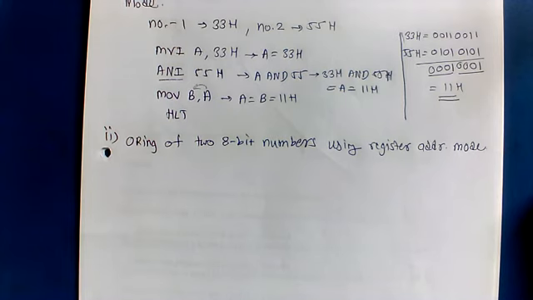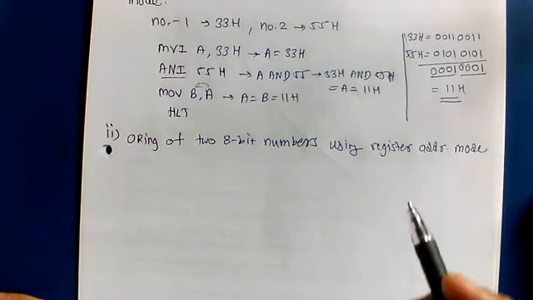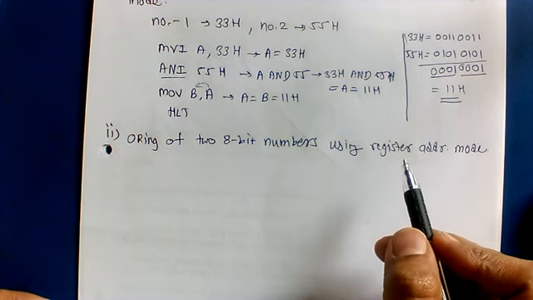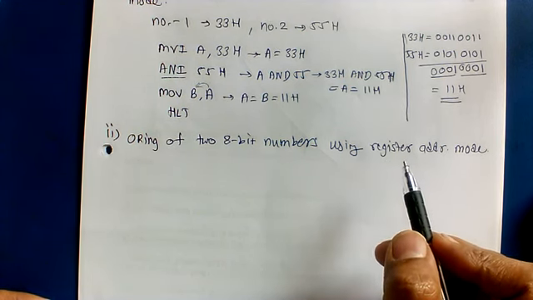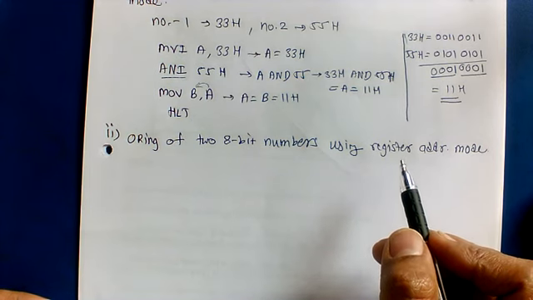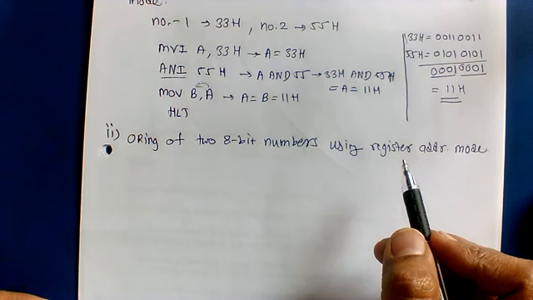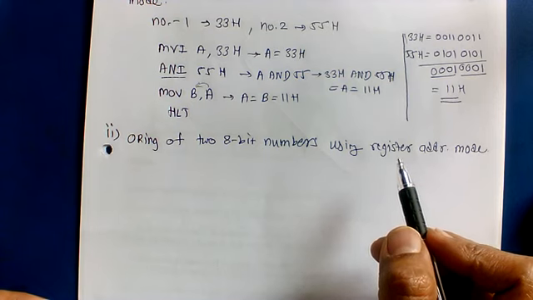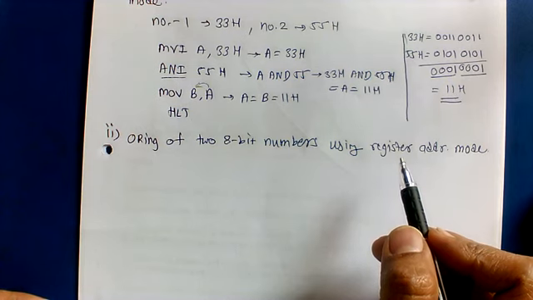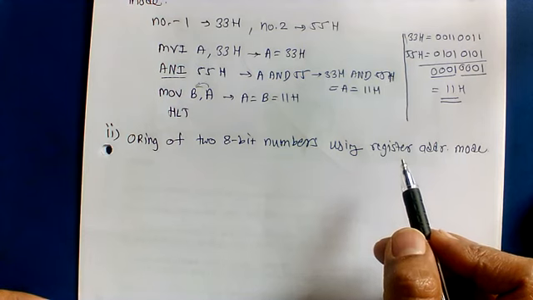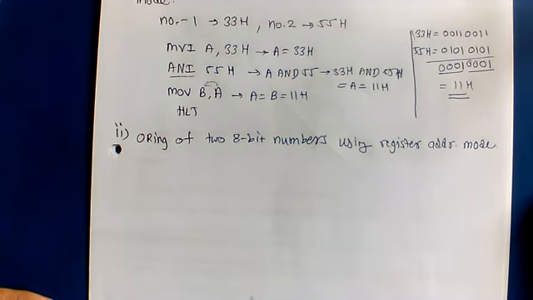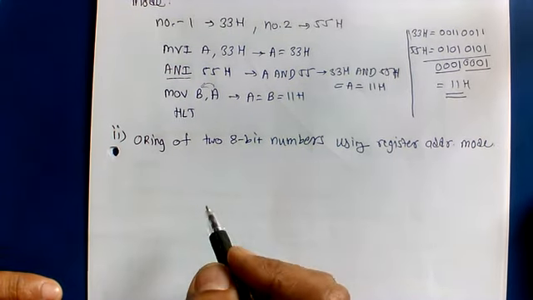To perform the logical ORing operation under register addressing mode, we have the instruction ORA R. We will use the ORA B instruction, and its operation is A ORed with B register and the result in accumulator. As we have decided to use ORA B, the two numbers you have to take in accumulator and B register.